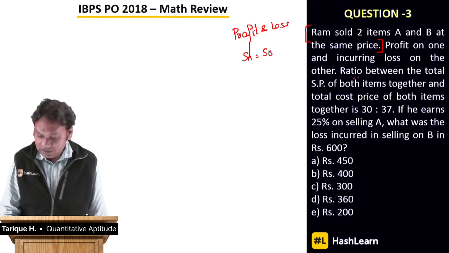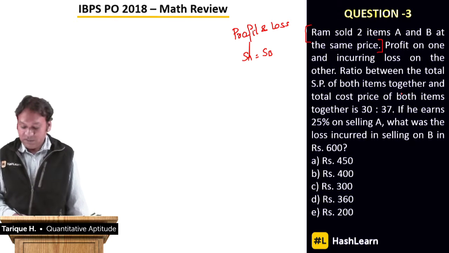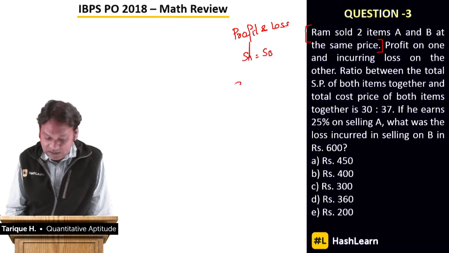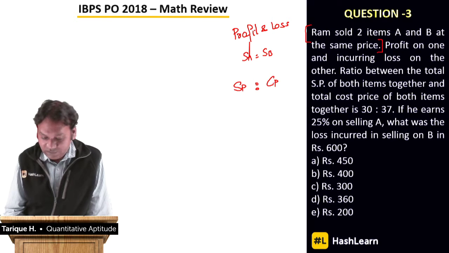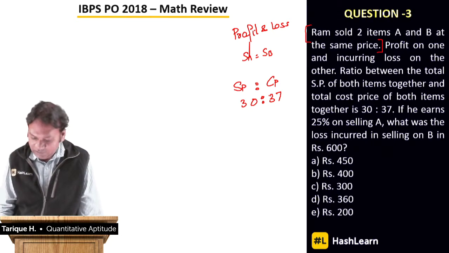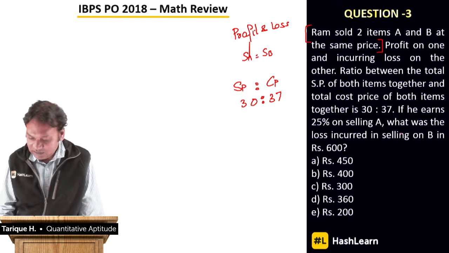Ratio between the total selling price of both items together and total cost price of both the items together is 30:37. So total selling price and total cost price, the ratio is given to you as 30:37. And we know that selling price of both the articles is same. Okay. If he earns 25% on selling A, what was the loss incurred on selling B? Selling B is in rupees 600.